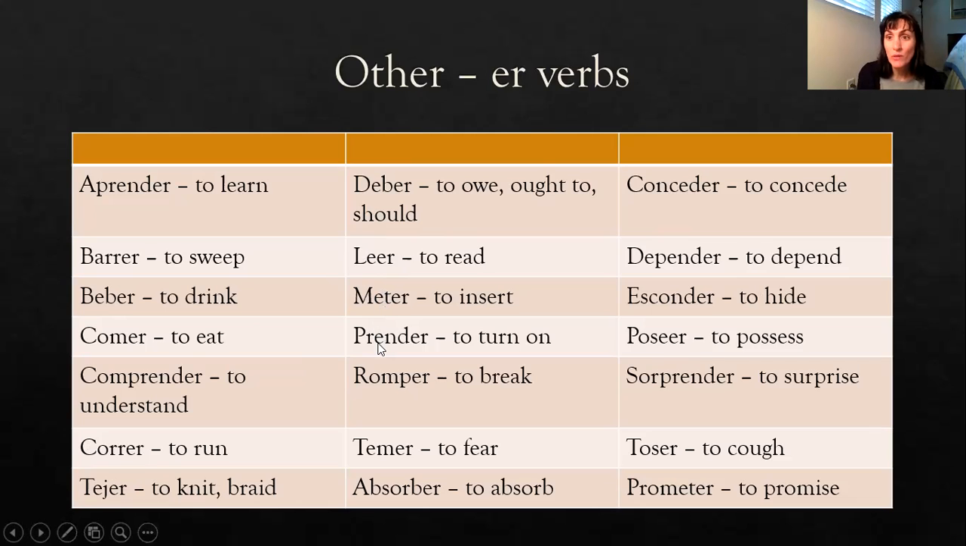Prender, prendemos. Romper, rompemos. Temer, tememos. Absorber, absorbemos. And let's do this third column for the you informal singular form, the tú form, which is es on the end. Take off the er and add es. Conceder would become concedes. Depender, dependes.